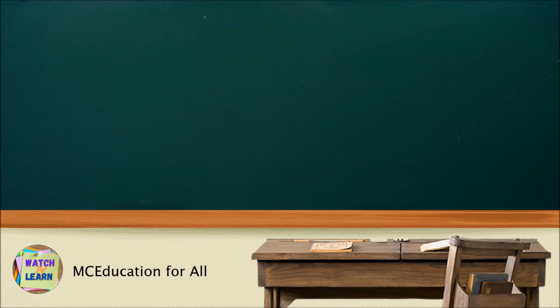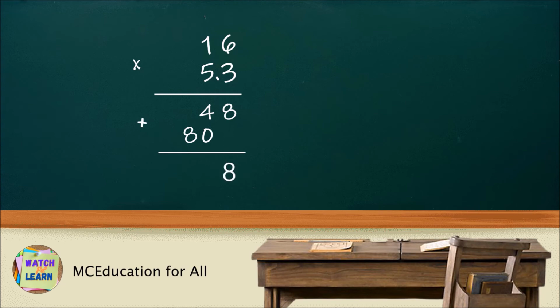One more example, multiply decimals with whole numbers. 16 times 5.3. Again, ignore the decimal point and multiply the two numbers normally. After multiplication, count the number of decimal places in the decimal number. Here we have one decimal place. Place the decimal point in the obtained product starting from the right. As a result, the product of 16 and 5.3 is 84.8.